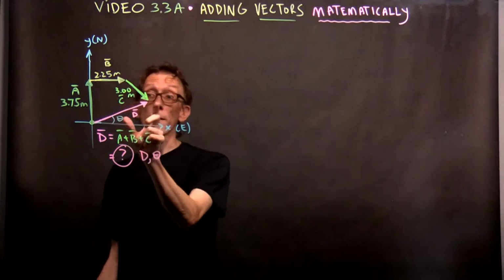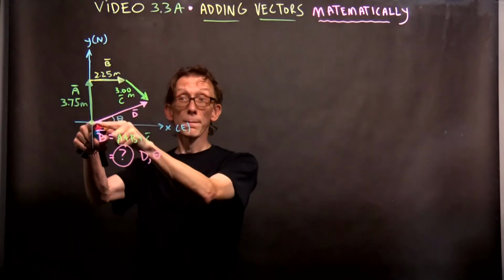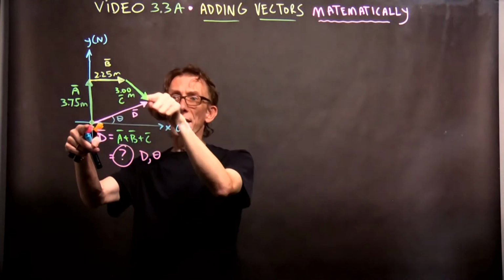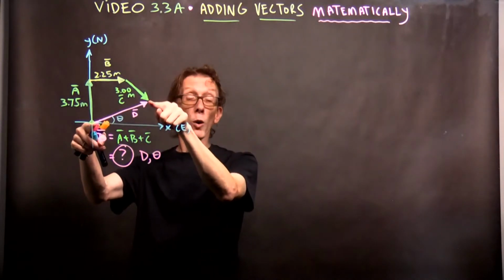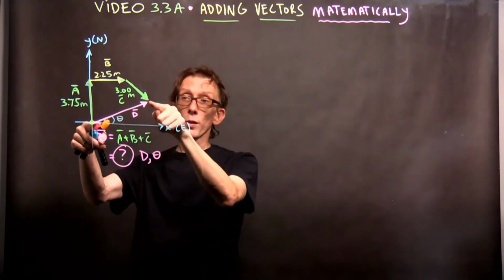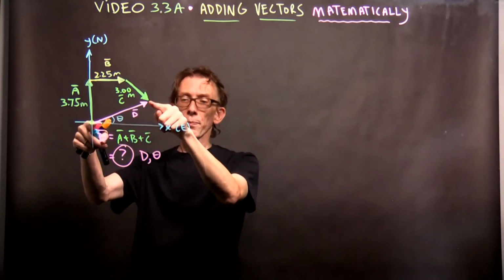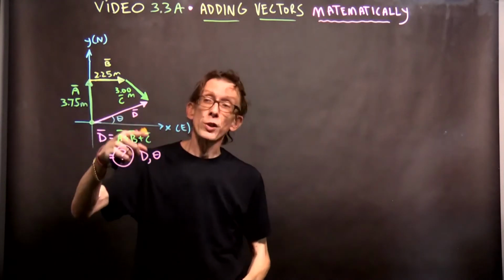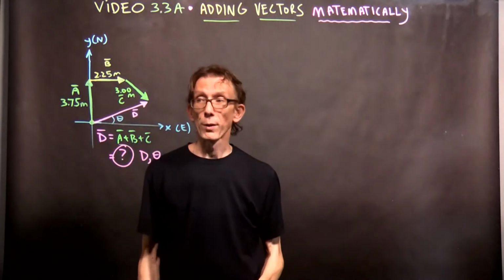That is, how far from where we started are we? Right? We started at the origin. After we take this path here, we end up here, but how far are we actually from the origin? That's what D is. It's the magnitude of the total displacement, the resultant vector. And also I want to know what angle, that is, what direction I am away from the origin.